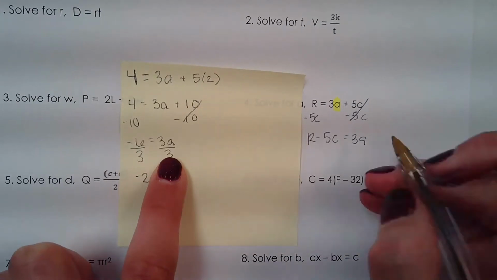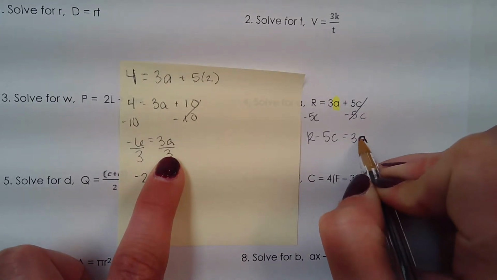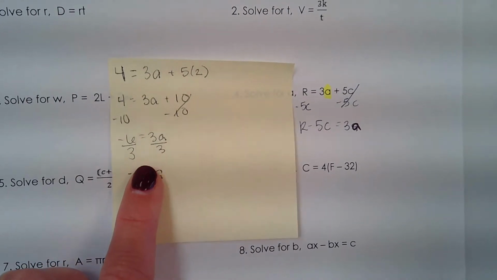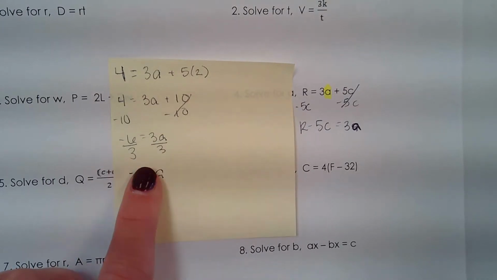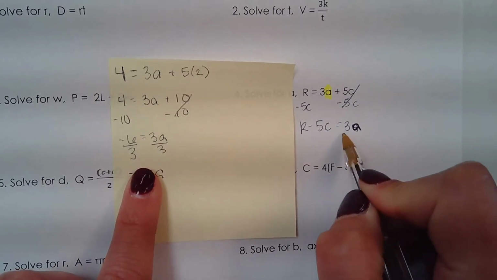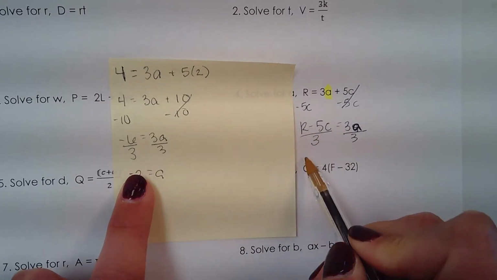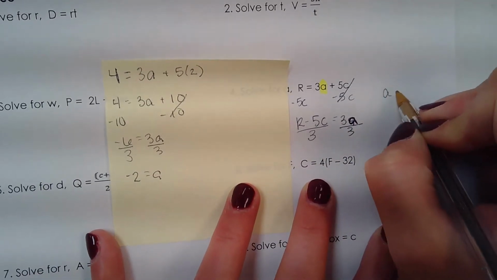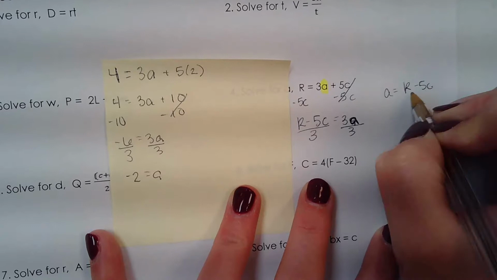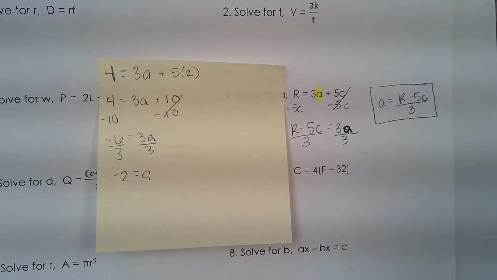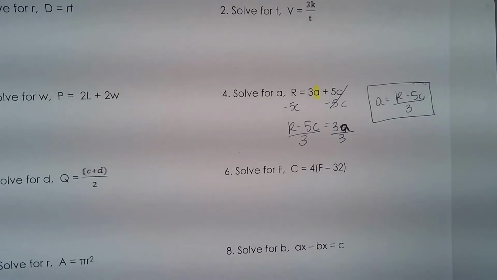So when we had just 3a on this side, how did we get a by itself? What did we do? We divided by 3. So what do you think we need to do over here? Divide by 3. Will any of this stuff simplify? No, so we can just leave it: a equals r minus 5c all over 3. And that would be your final answer there. Is that okay?